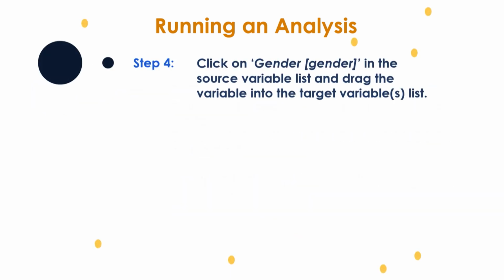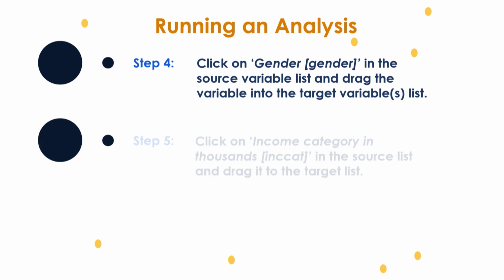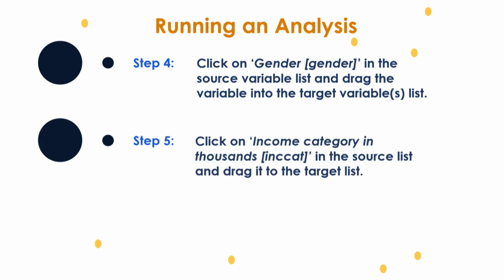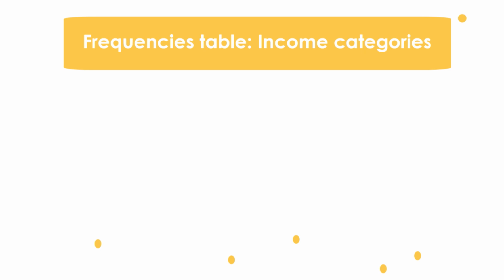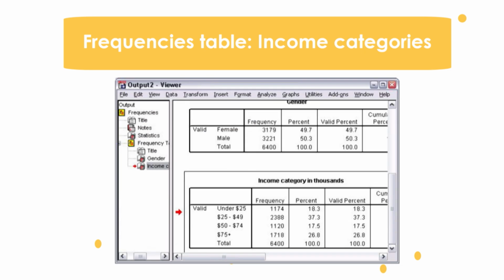Step 4. Click on gender in the source variable list and drag the variable into the target variable list. Step 5. Click on income category in 1000 in the source list and drag it to the target list. Step 6. Click OK to run the procedure. Then the results are displayed in the viewer window. So, this is how the frequency table will look for income categories. Now we can see here we have different income category groups and we have given their respective frequencies.